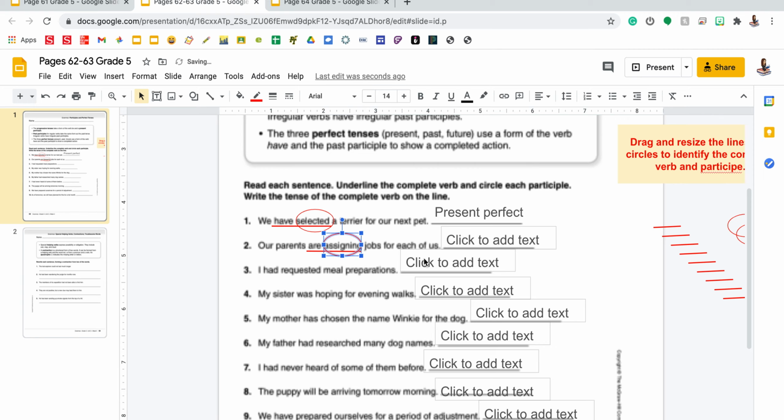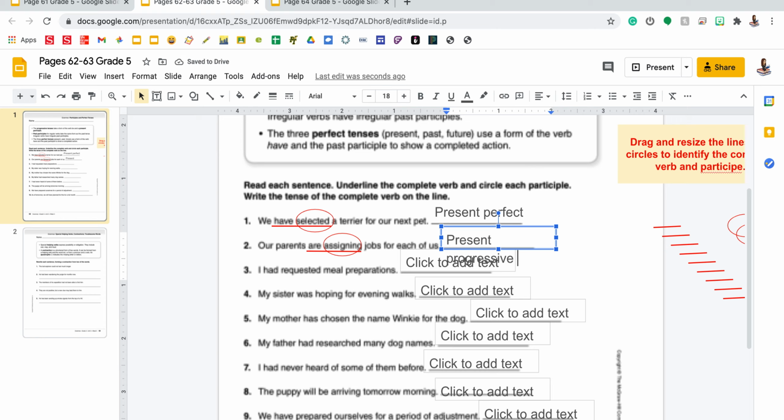Because my participle ends in ing, that is a clue to me that this is progressive. And the word in front, are, helps me realize that this is in present tense. So it's present progressive. We're going to do a couple more together because I know this is kind of tricky.